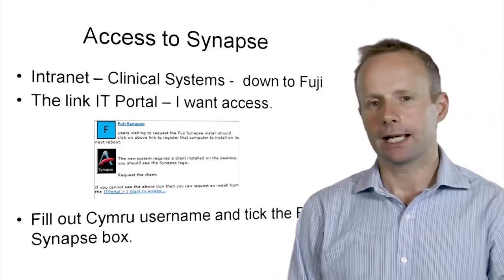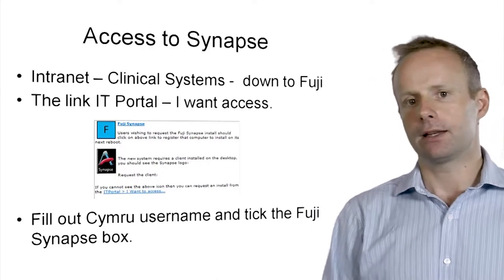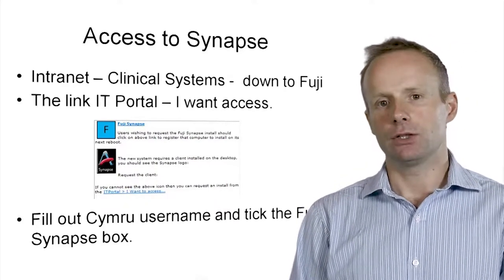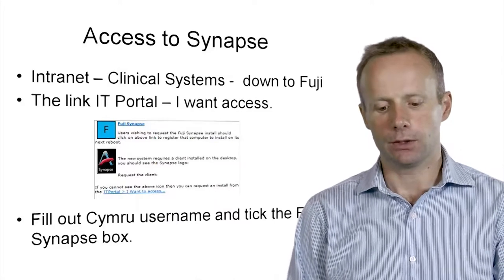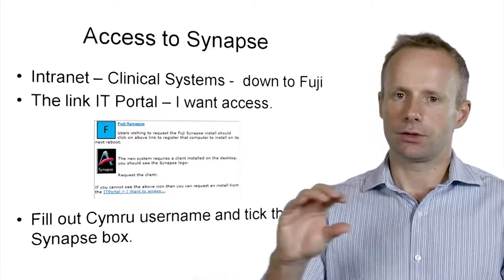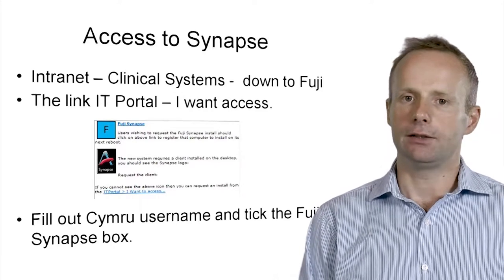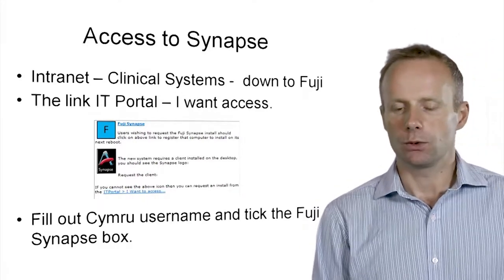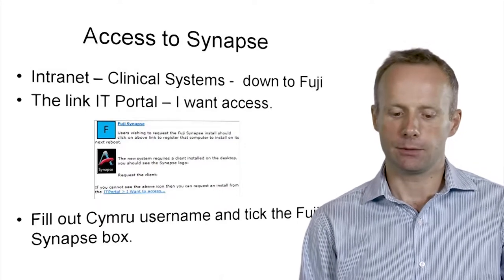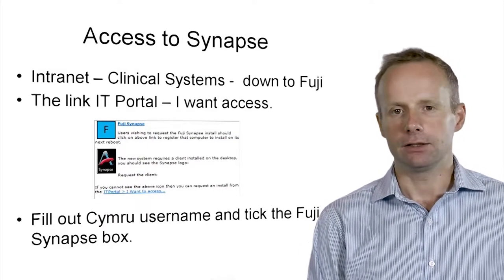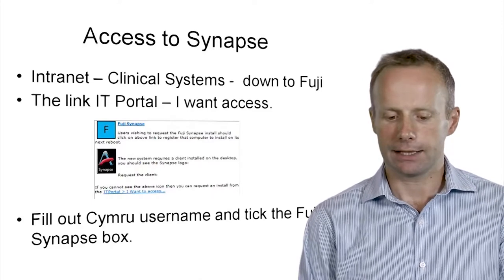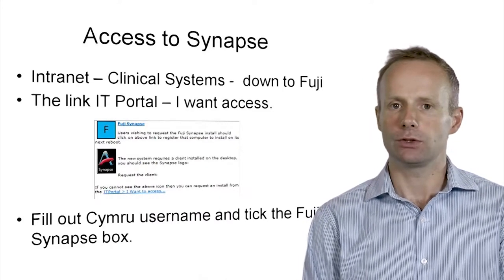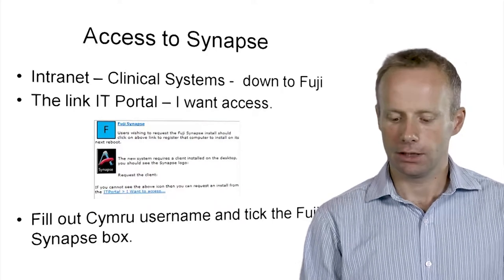So first of all, how do you get access to your own account into Synapse, which is our PACS system? So literally you just go onto the intranet after you've logged onto a computer, look across the top of the first page of the internet, and there should be a thing saying clinical systems, and then you go down to where it says Fuji, and then click on the I want access to tab, and then you'll just fill in a form, and then you should be able to get access to your own account.